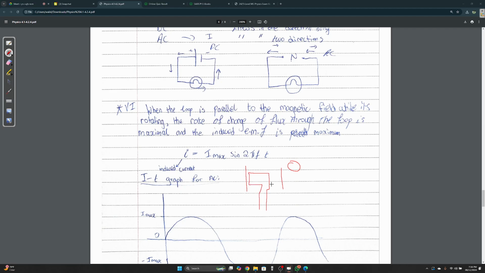Imagine perpendicular, right? When it's perpendicular, the magnetic flux is maximum. So let's say it was like 20 and it rotated. It became now flat. It's now parallel and it's 0. So from 20 to 0, that's a big change.